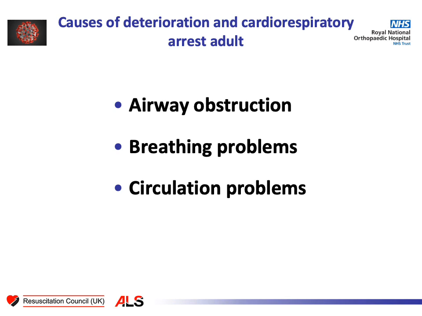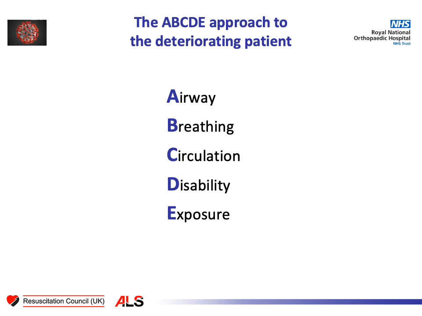Causes of deterioration and cardiorespiratory arrest in an adult. These include airway obstruction, breathing problems, and circulation problems. The ABCDE approach to the deteriorating patient is assessing airway, breathing, circulation, disability, and exposure.